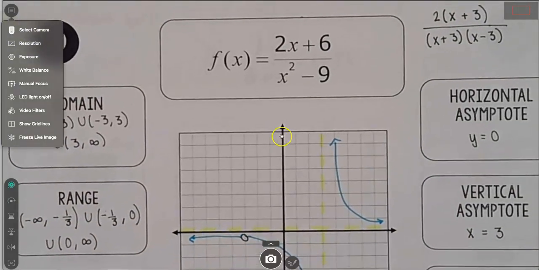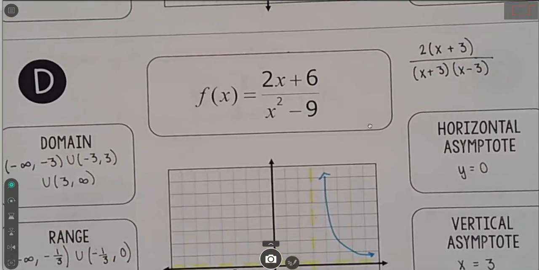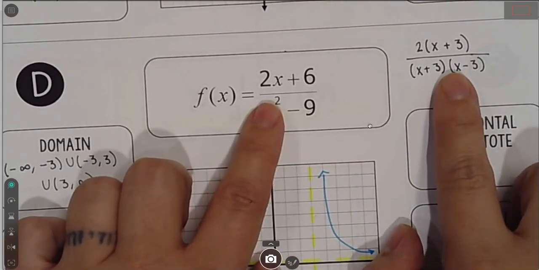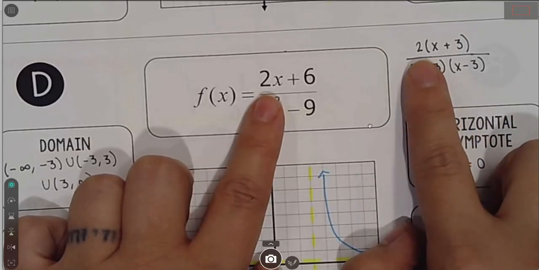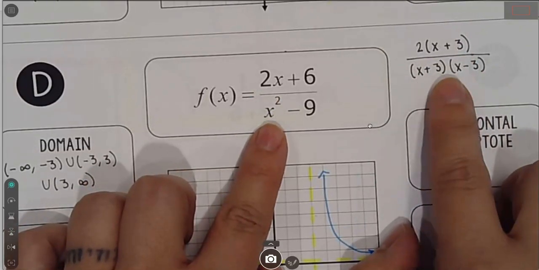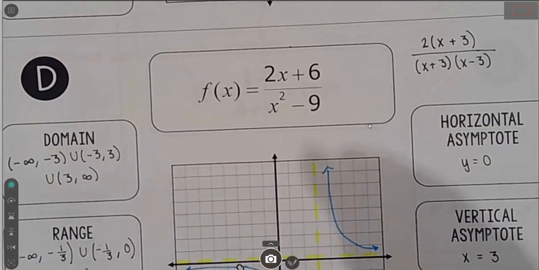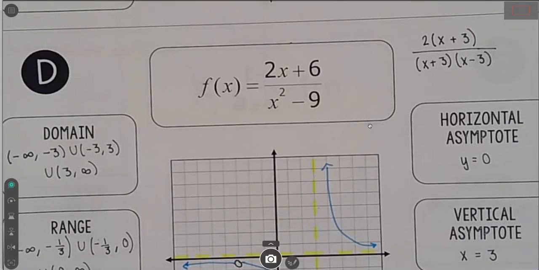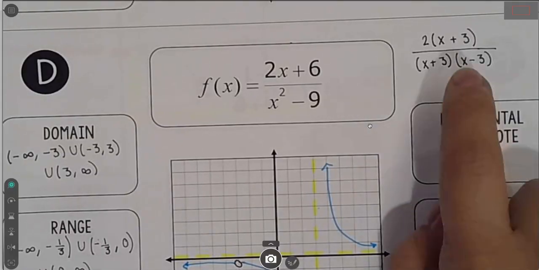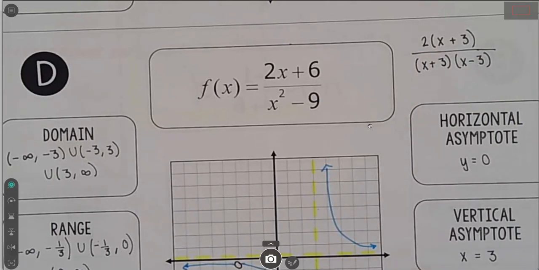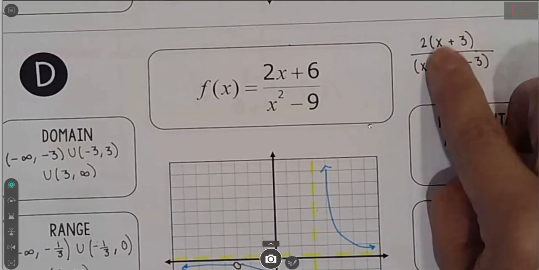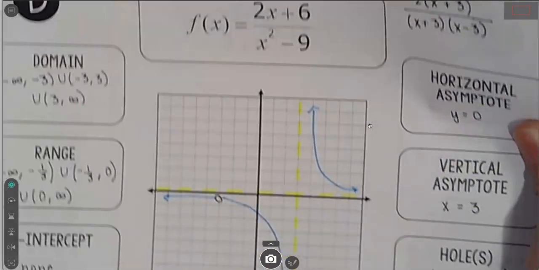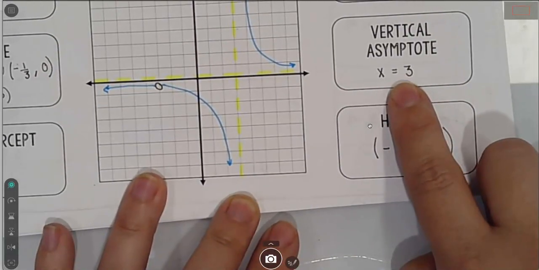All right, here's D. I'm assuming all of you guys are very comfortable factoring. Okay, so this factors to 2 times x plus 3. This factors to x plus 3 times x minus 3. Remember, the places where you have zeros in the denominator, those are vertical asymptotes. Zeros in the numerator, those are x-intercepts, and any place that is a factor on top and bottom, that's a hole. So in this case, we have a vertical asymptote at x equals 3.